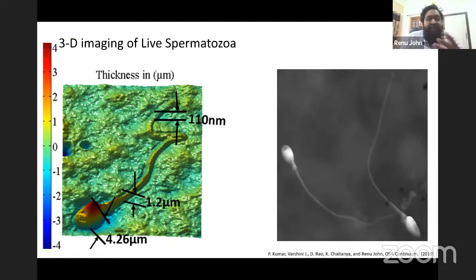So we see a lot of features. If you look closely, you can see a head which is about 5 micron in thickness, down to the lowest tail end of the sperm, which is about 100 nanometer thick. So the range that we could see in a single snapshot was extremely high. So this was our exercise with the human spermatozoa.